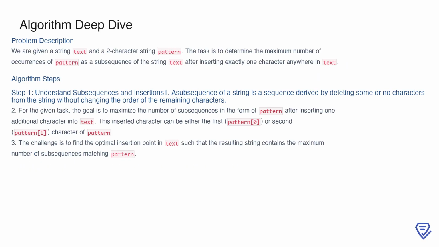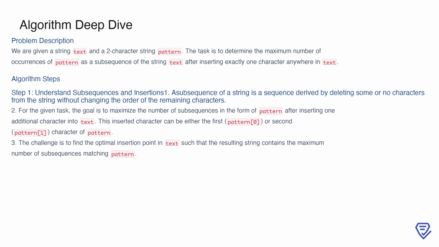In this problem, we are tasked with maximizing the number of occurrences of a given two-character string, called pattern, as a subsequence of a longer string, text. To do this, we are allowed to insert exactly one additional character into text at any position. A subsequence is a sequence derived by removing some or no characters from a string without changing the order of the remaining characters. For instance, in the string ABC, both AC and ABC are valid subsequences.